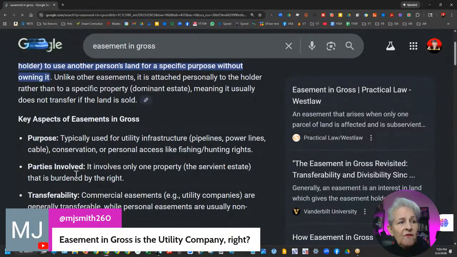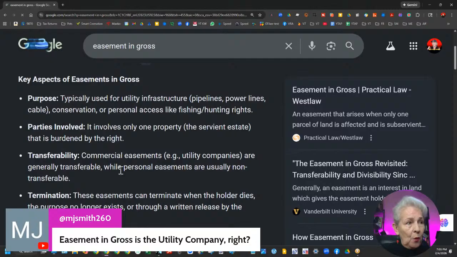Parties involved: it involves only one party, the servient party. That's the one that owns the land, the servient estate that is burdened by the right. So remember, you have a servient party and you have the dominant parties. So the dominant party would be the utility companies, right? The government, the police power. Transferability: commercial easements, like utility companies, are generally transferable, while personal easements are usually non-transferable. So the personal easements, those go with the land if they're recorded.